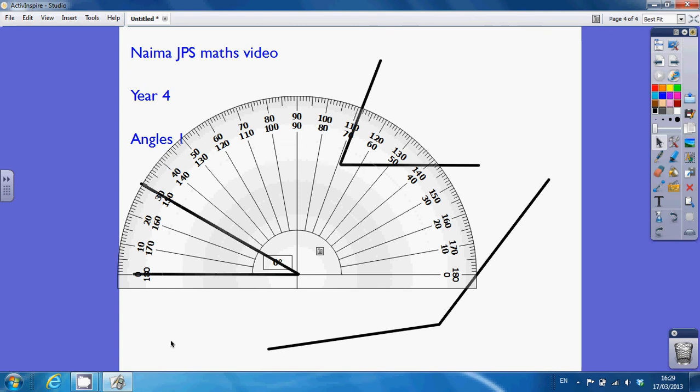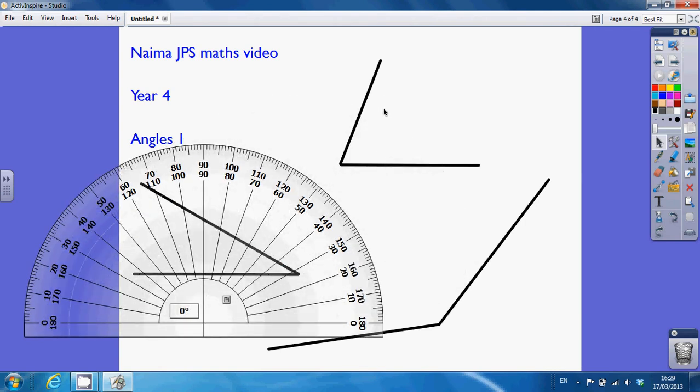Okay, hopefully you've just told me that it's 30 degrees. Remember it can't be 150 degrees because it's less than a right angle. So this angle is 30 degrees, that's how big it is. So our estimate was spot on. Okay, let's look at the next angle.